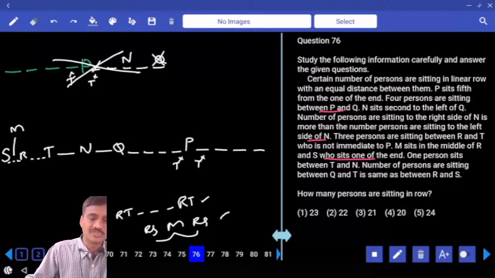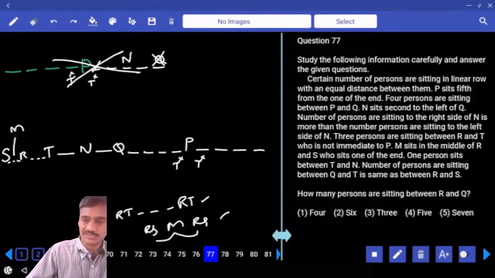And the number of persons to the right hand side of P is less than the number of persons to the left hand side. Then tell me how many persons are there in this one? 22. Choice 2.